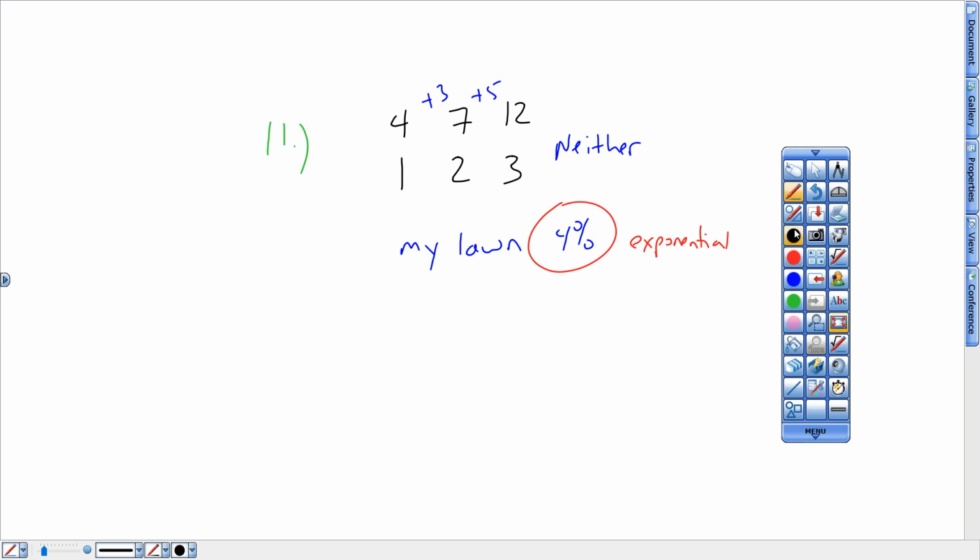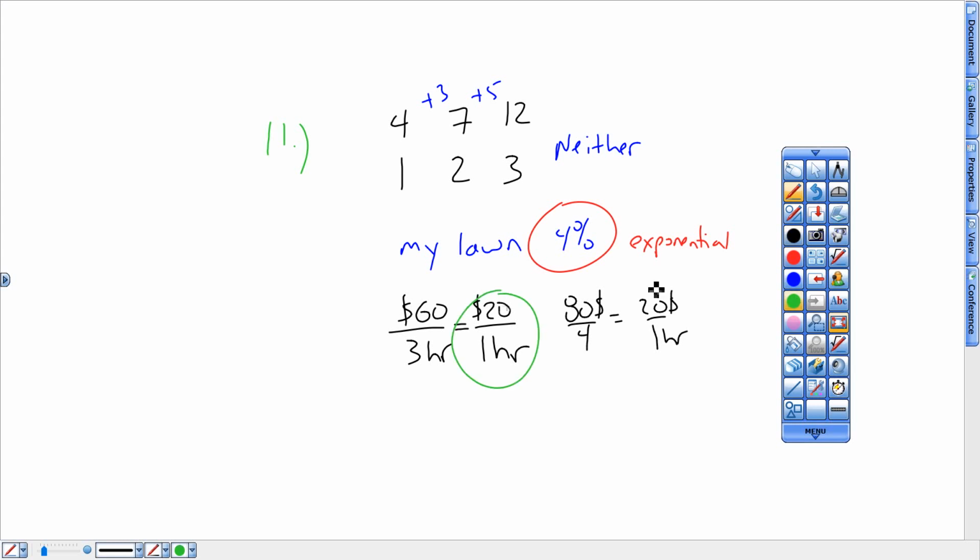And the last one, I've got to do a little bit of math. I've got to find the unit rate. Take that $60 divided by 3 to get $20 for every 1 hour. Divide 80 by 4, and that gives me that same $20 per hour. Since these rates are the same, these D numbers are the same, that means this is going to be a straight line with the same slope. Makes this linear.